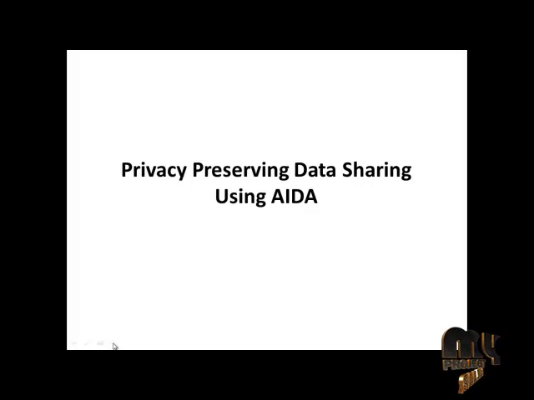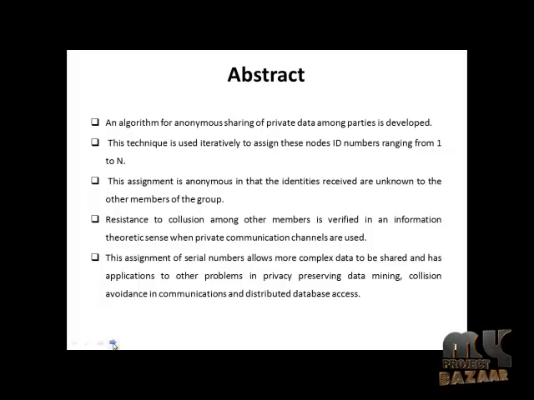Let's start with the abstract. An algorithm for anonymous sharing of private data among parties is developed. This technique is used iteratively to assign these nodes ID numbers ranging from 1 to n. This assignment is anonymous in that the identities received are unknown to the other members of the group. Resistance to collusion among the other members is verified in an information theoretic sense when private communication channels are used.